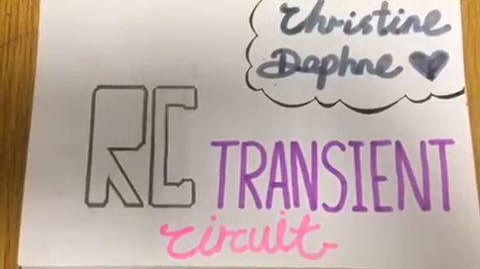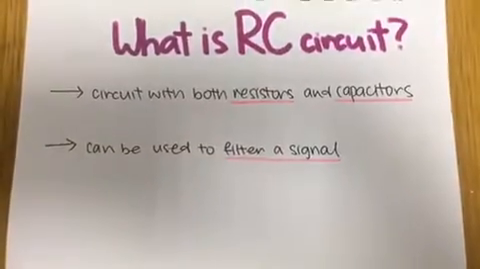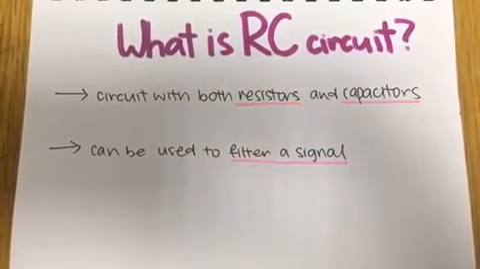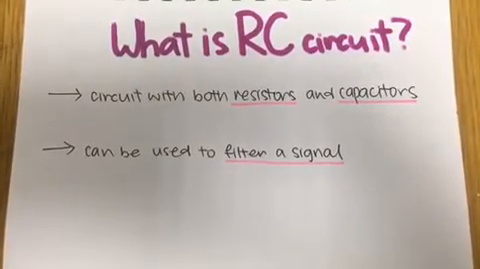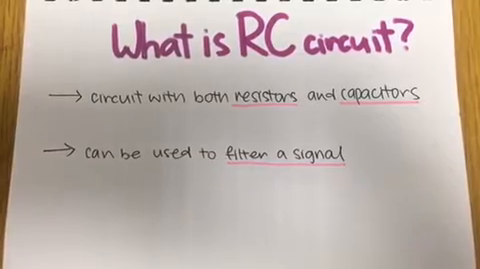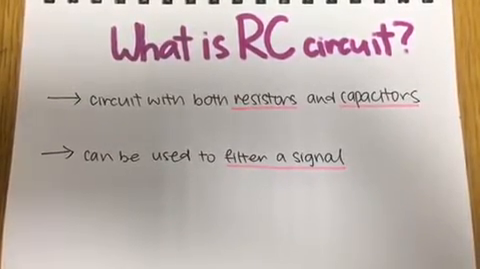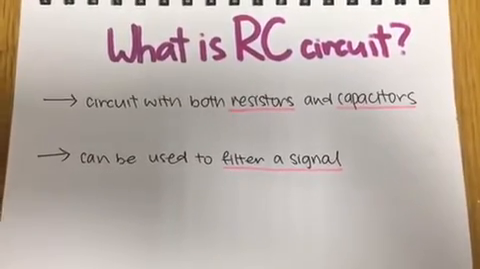Hi guys, so today we'll be talking about the RC transient circuit. What is a transient circuit? An RC circuit is a circuit with both resistance and capacitors. An RC circuit can be used to filter a signal by blocking certain frequencies and passing others. They also play an important role in the transmission of electrical signals in nerve cells.